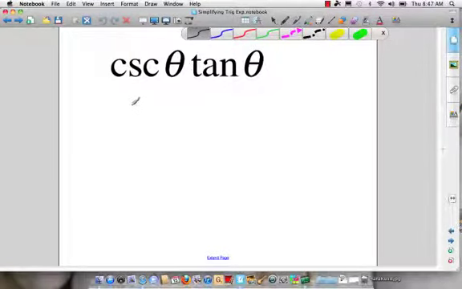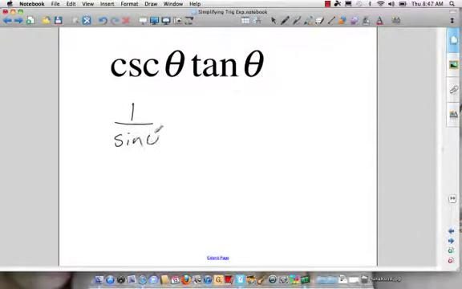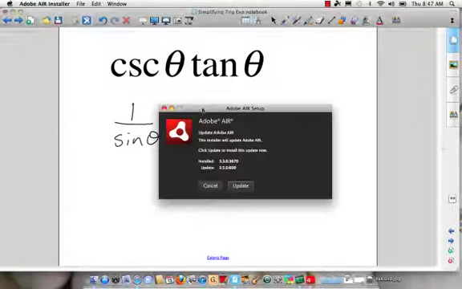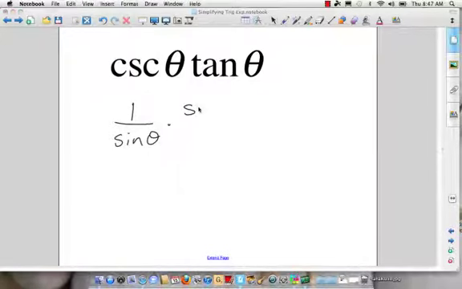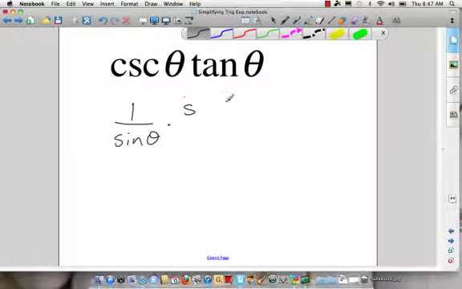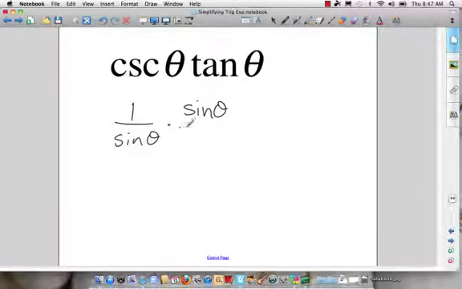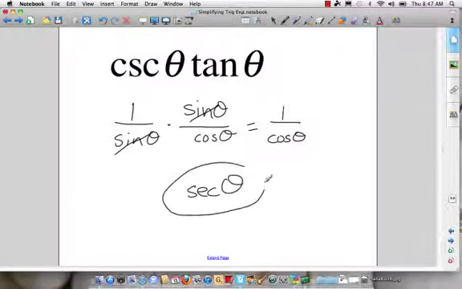So cosecant is 1 over the sine, and tangent is the sine over the cosine. So again, cosecant is 1 over sine, tangent is sine over cosine, and then you know from algebra when you multiply two fractions you can cross cancel, and I get 1 over cosine theta, and then the best way to write that is secant theta. So that would be a basic example of how you can use trig identities to rewrite trig expressions in a more convenient or simpler form.